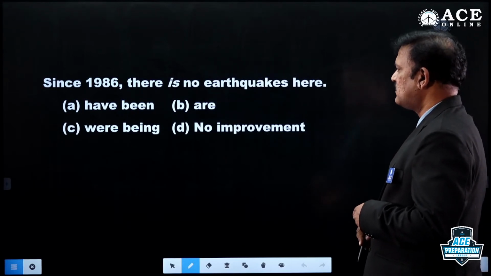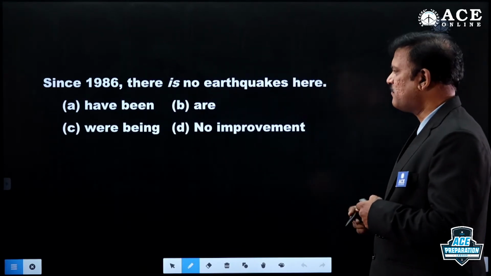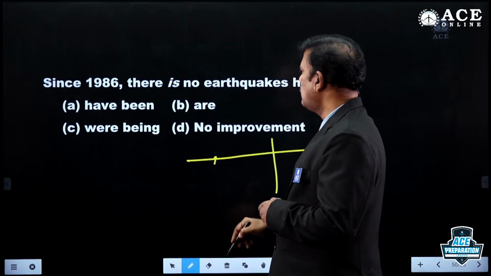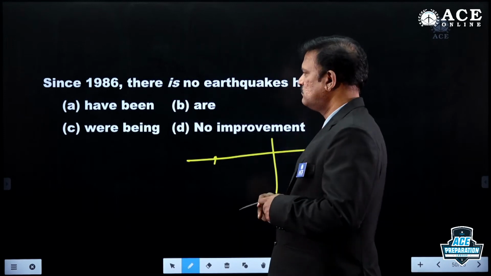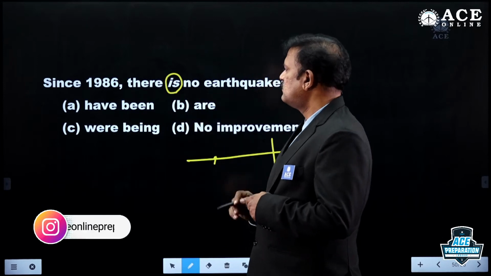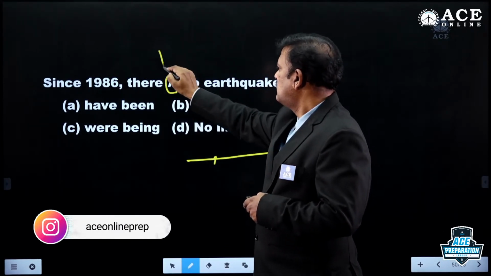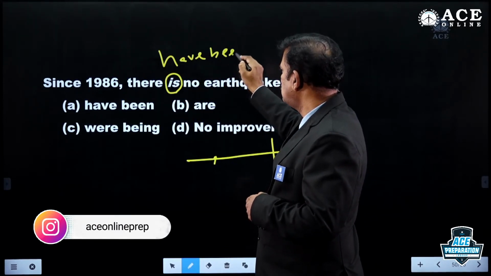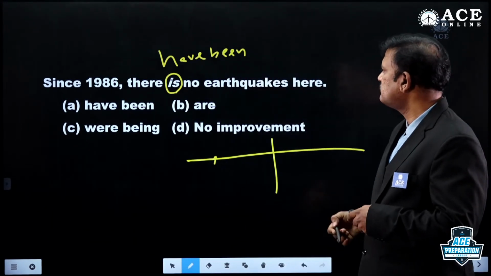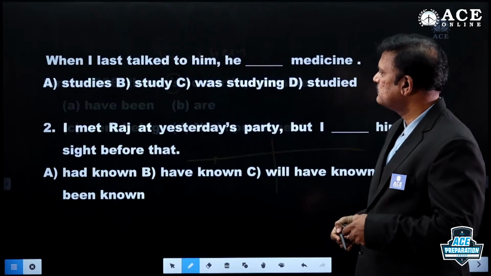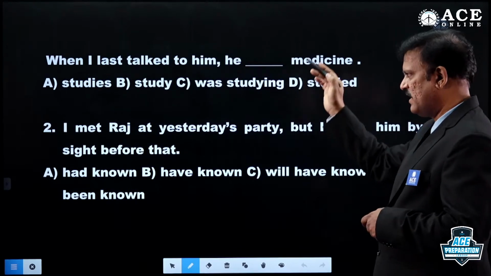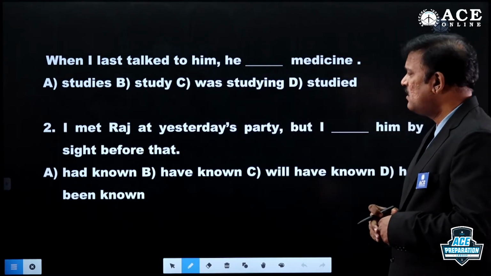Since 1986, see, these guys are very fond of this since. 1986, okay, there is no earthquakes here. Thank God. Okay. Since. Because it is since, we have to use have been ing form or have been. Guys, finally, give me your answers.